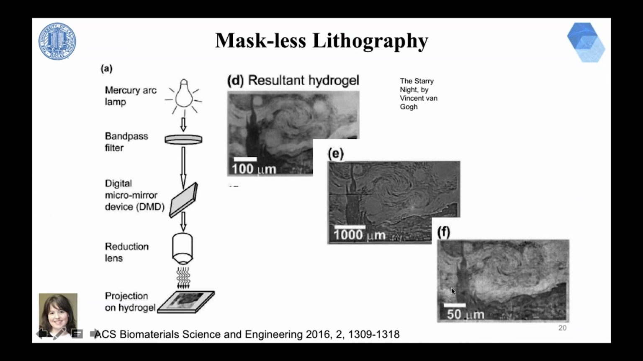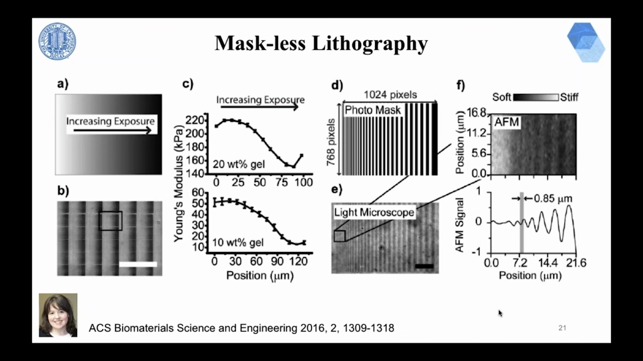So this gives us the ability to easily change the image or to easily change the scale. You simply adjust the settings or upload a new image file into the system. So it's a way of rapidly producing patterns on hydrogels without having to reprint photomasks, realign the system, or anything else like that.